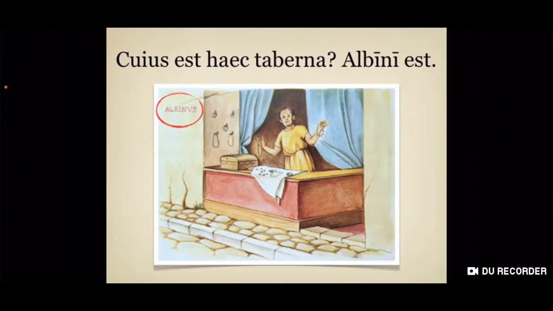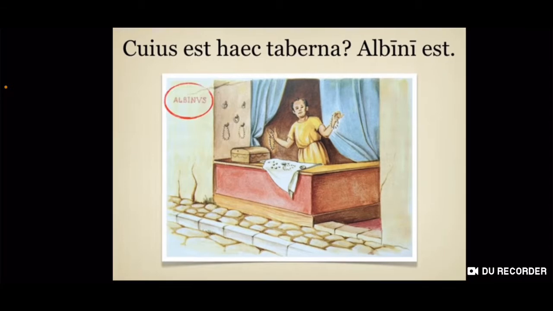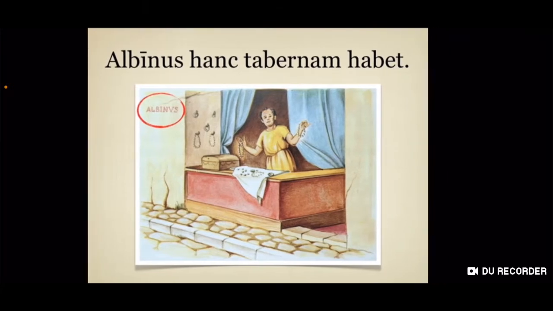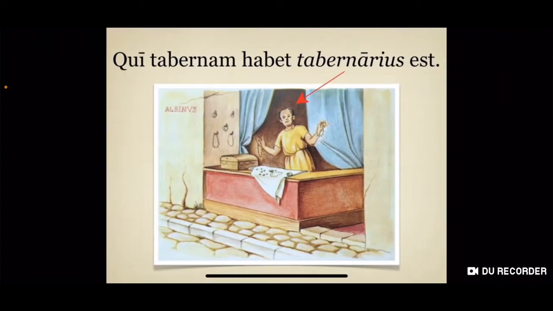Cuius est haec taberna? Whose shop is this? Albini is Albinus' shop. Mr. White, Albinus. Albinus hanc Tabernam habet. Albinus owns the shop. Qui Tabernam habet, Tabernarius is. He who owns a shop is a shop owner, Tabernarius.